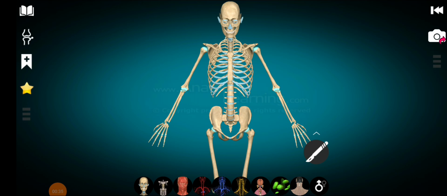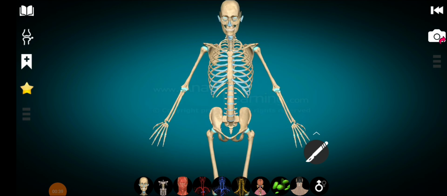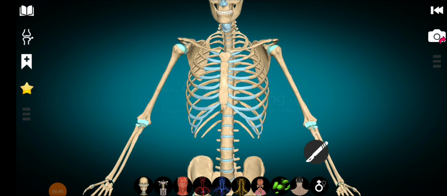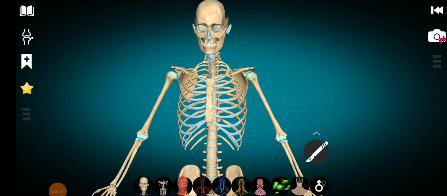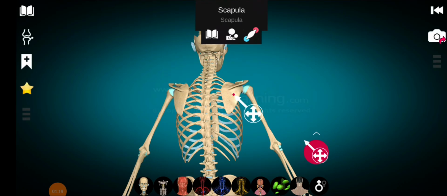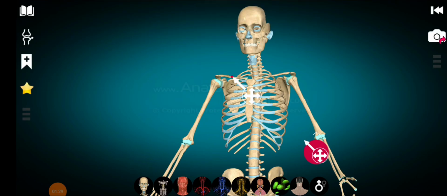As you all know, the appendicular skeleton consists of the upper limb and lower limb along with the shoulder girdle and pelvic girdle. The appendicular skeleton is divided further into six regions. You can see over here, this is the scapula and this is the clavicle. The two scapula and the two clavicle, one on each side, form the shoulder girdle. Another name for the shoulder girdle is the pectoral girdle.